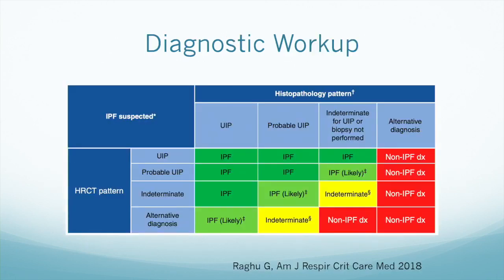And then ultimately, combining your CT pattern and histological pattern, this chart here essentially provides guidance on whether we can make a diagnosis of IPF or not. For patients that have histologically confirmed UIP pattern, your diagnosis is almost always going to be IPF.